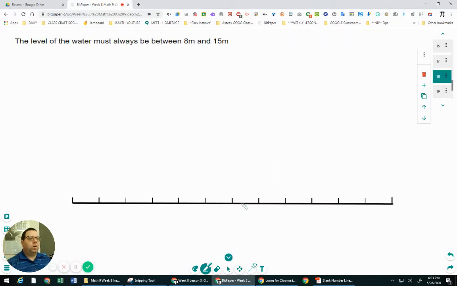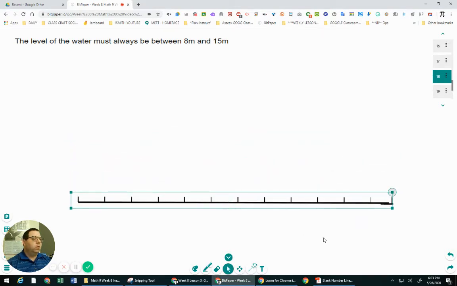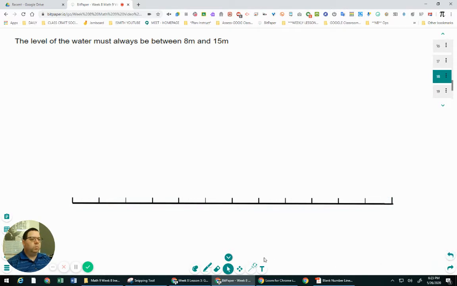So the level of water must always be between 8 meters and 15 meters. Oh, I can't do that, can I? Because I made him fixed it. That's okay. So 8 meters and 15 meters. So the water level height, let's say the height, has to be between 8 meters. Technically speaking, exactly 8 meters is not allowed. It has to be greater than 8 meters. And then again, on the other hand, it has to be less than 15.